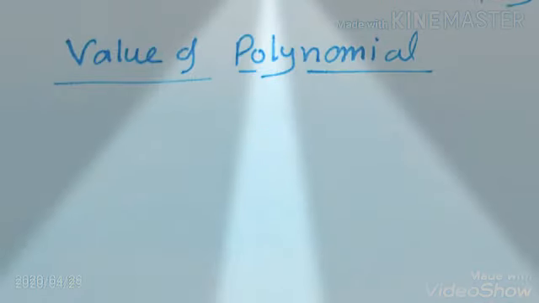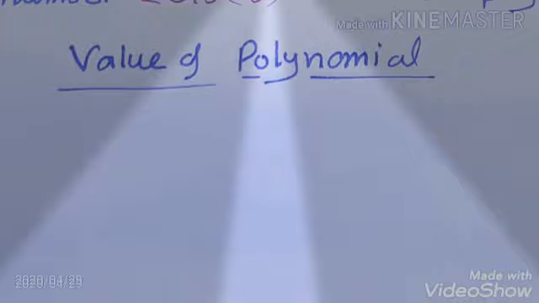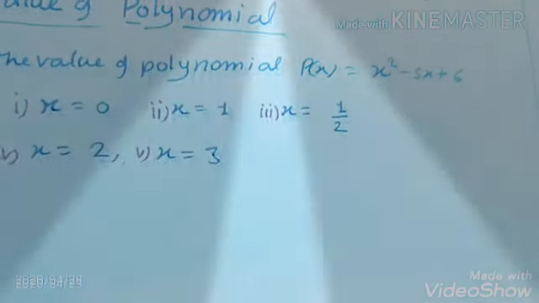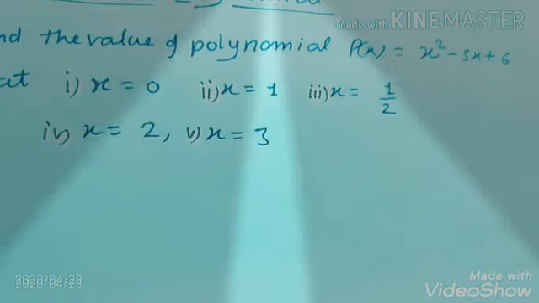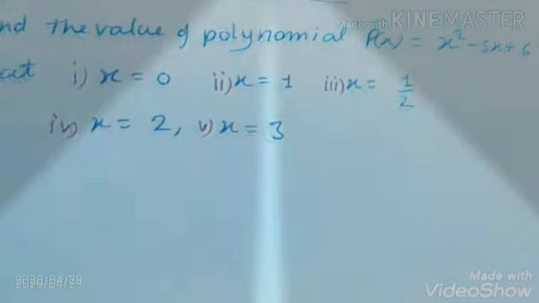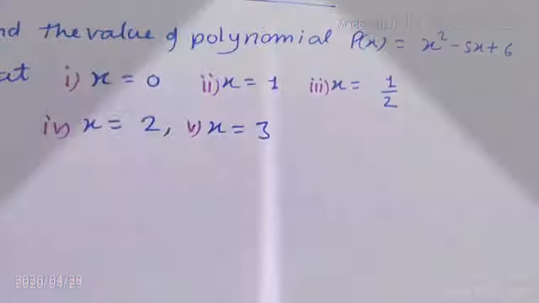Now come to our next topic, value of polynomial. There is a question: find the value of polynomial p(x) is equal to x square minus 5x plus 6 at, there are many conditions: x is equal to 0, x is equal to 1, x is equal to 1 upon 2, x is equal to 2, x is equal to 3.